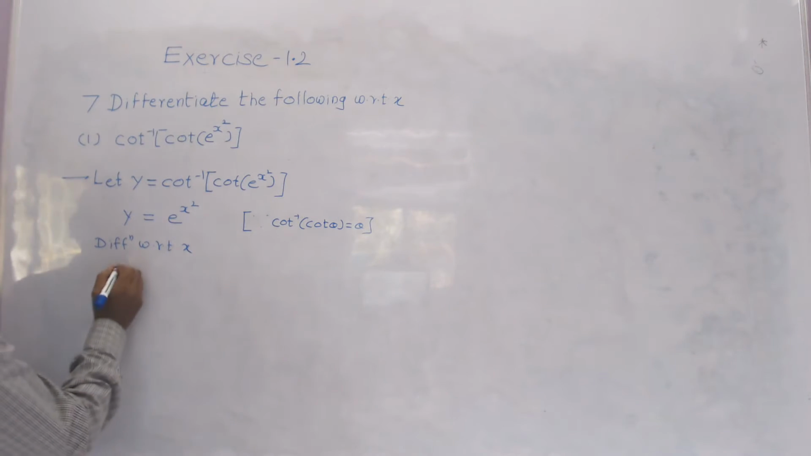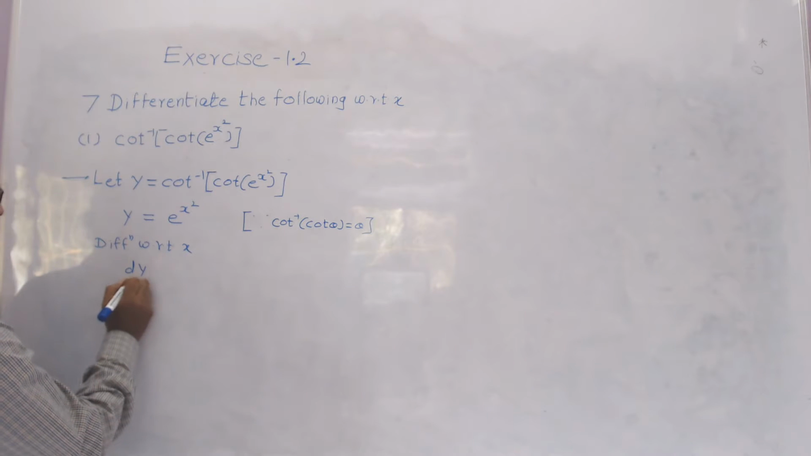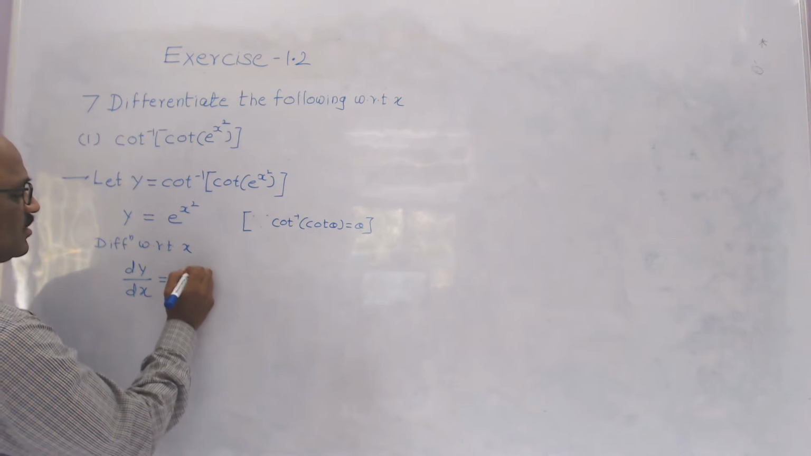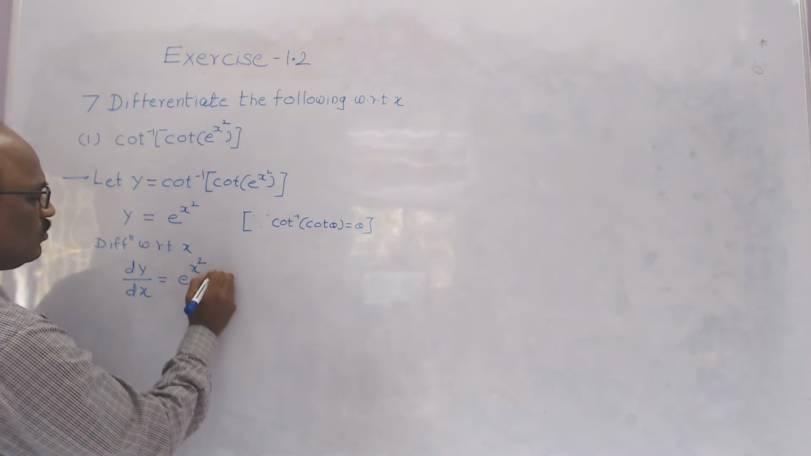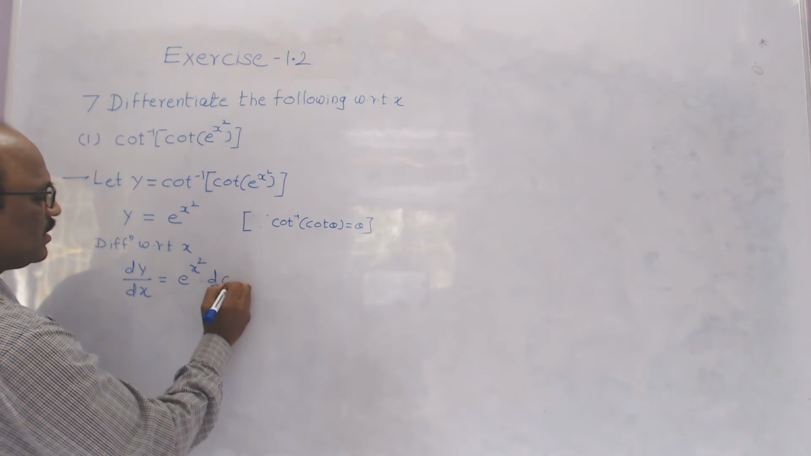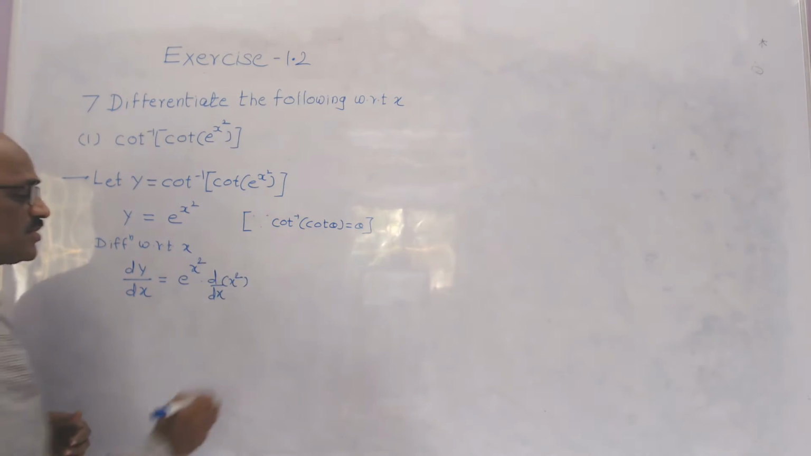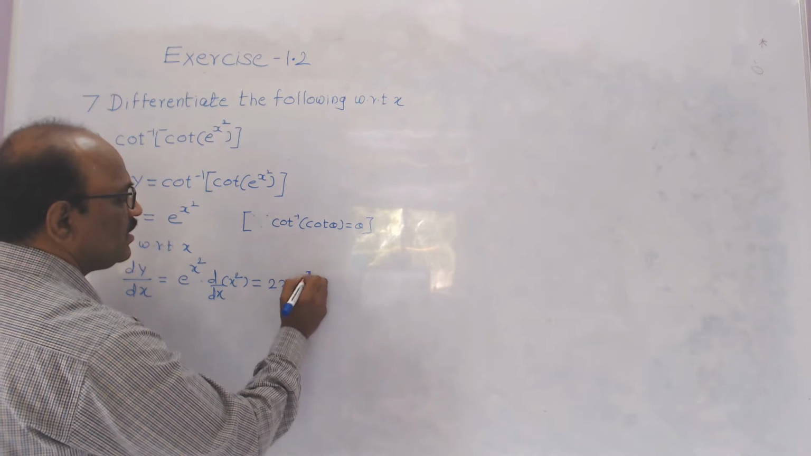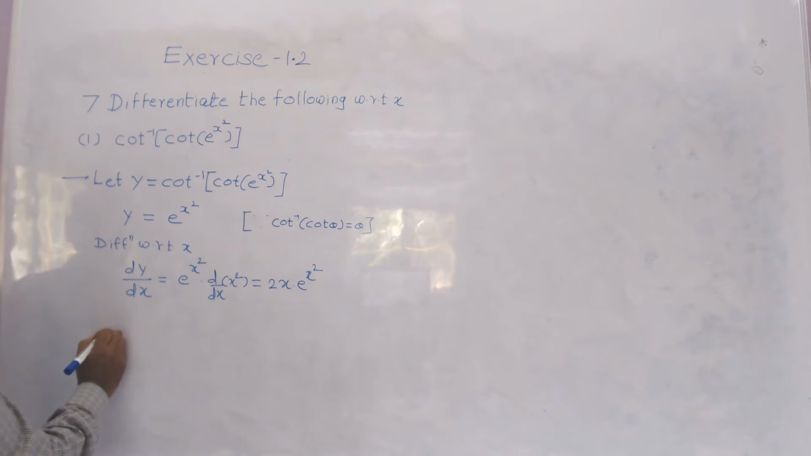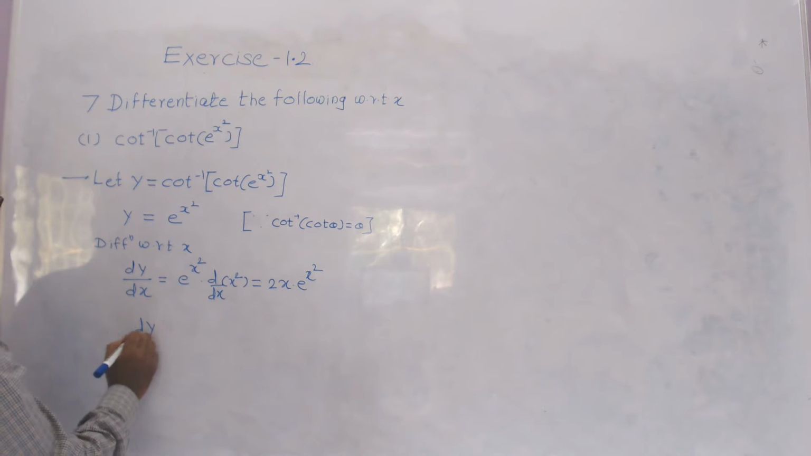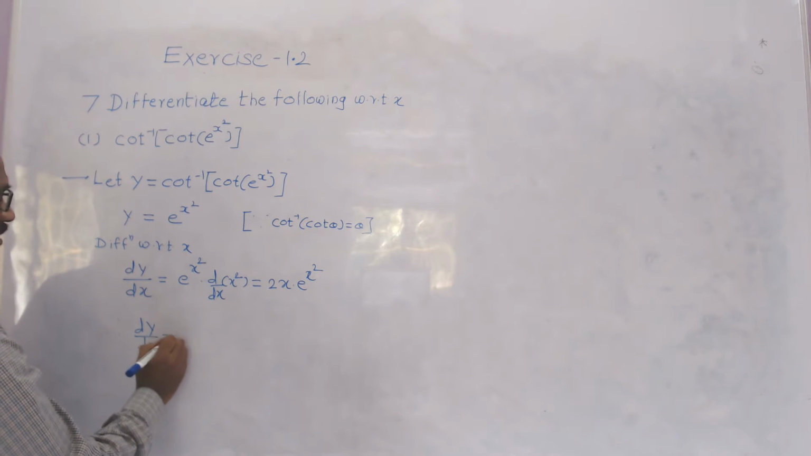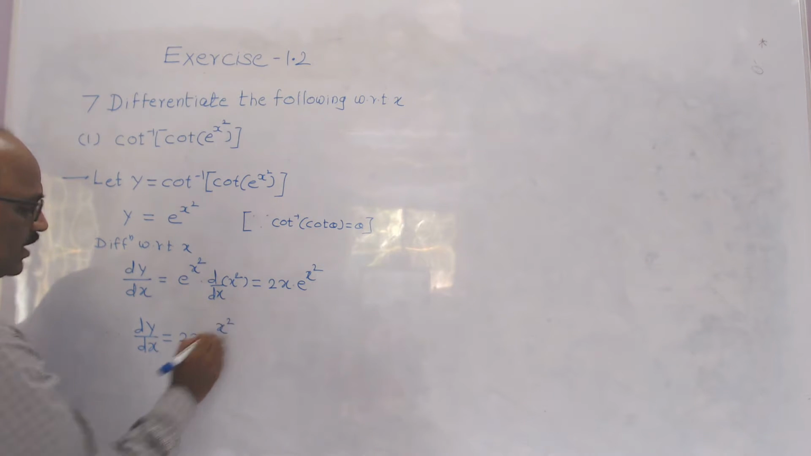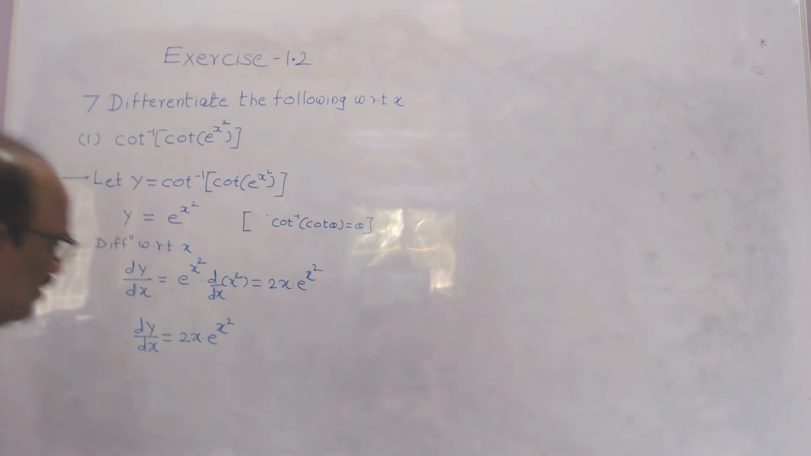Therefore, I will write here dy by dx is equal to derivative of e raised to x square, that is e raised to x square into d dx of x square. And what is the derivative of x square? It is 2x, and I will write here 2x into e raised to x square, and hence dy upon dx is equal to 2x into e raised to x square. And now this is the answer.